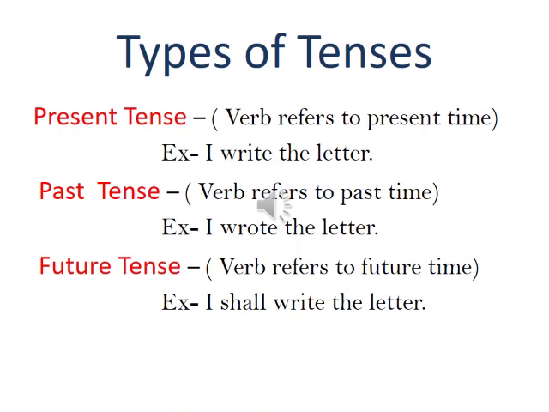Next is past tense, where the verb refers to past time. It means the verb is telling us about the action done in the past. For example, I wrote the letter. And the third tense is future tense. Here, the verb refers to the future time. Means the verb tells us about the future time or action.